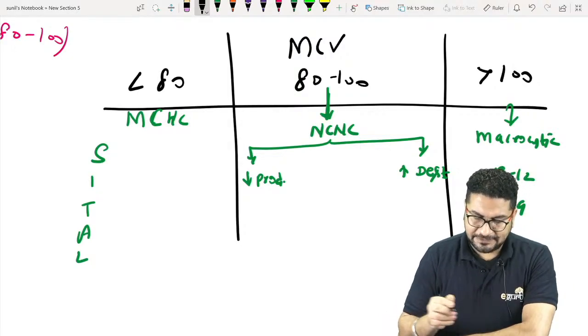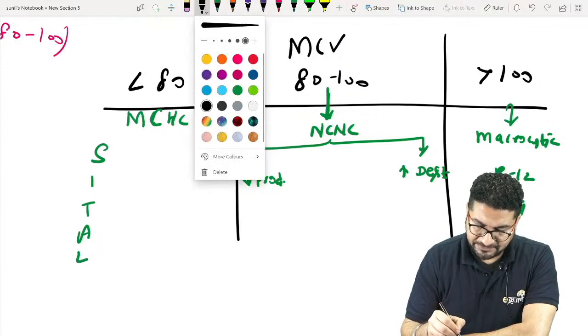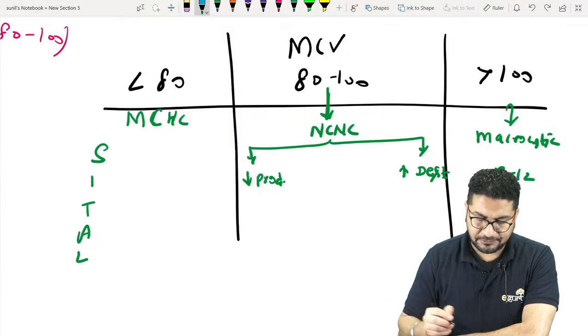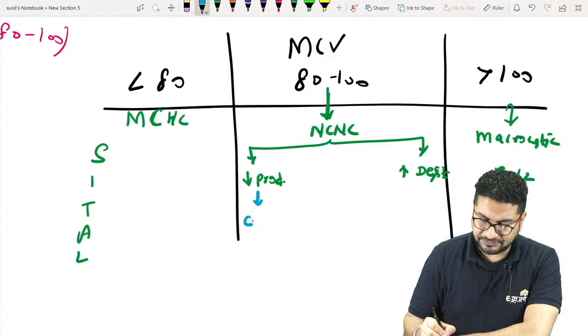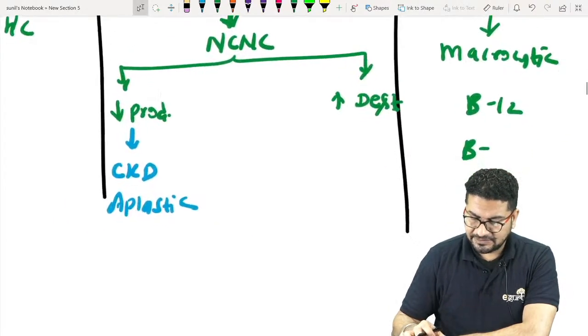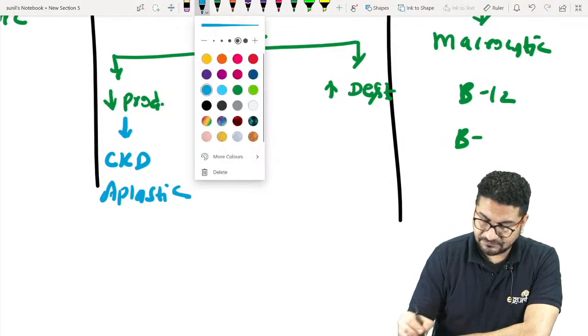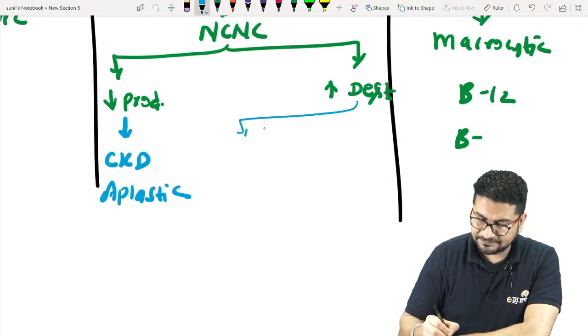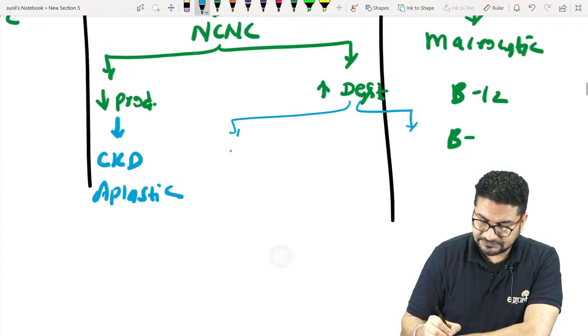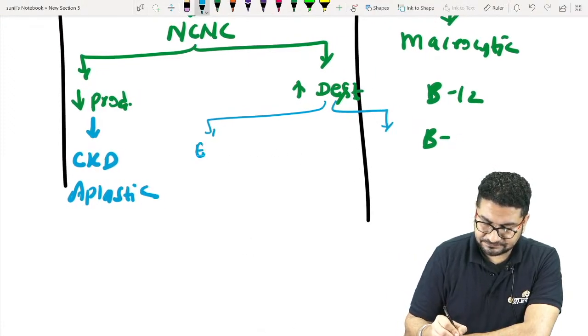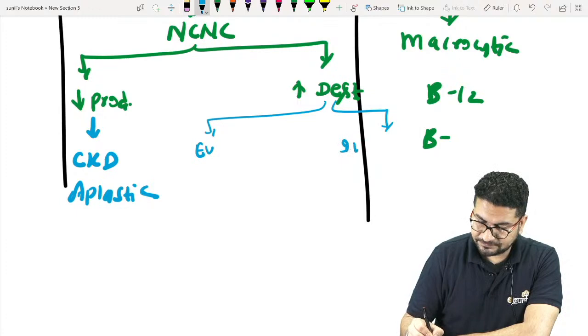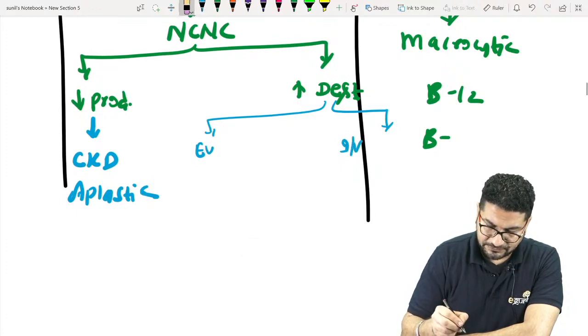Now understand this. Normocytic normochromic anemia, I told you decreased production. Remember, it can be due to CKD or aplastic anemia. Remember these two. That's it. CKD or aplastic anemia. Increased destruction means RBCs are dying. So where can they die? Extravascular, intravascular.